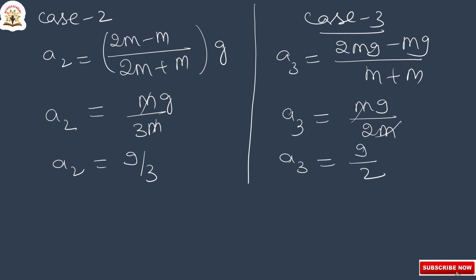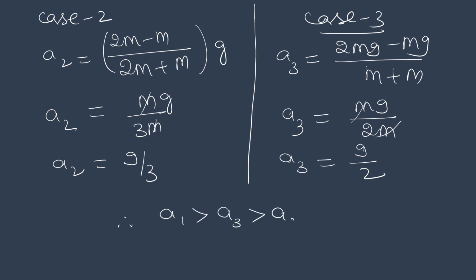So a1 is equal to g, a2 is equal to g by 3 and a3 is equals to g by 2. So therefore a1 is greater than a3 is greater than a2. This is the final answer. So a1 is greater than a3 is greater than a2.